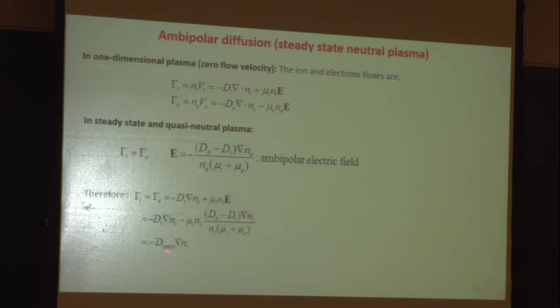So you substitute this E back into this equation, and you can get the flux of electrons and ions in the form of the concentration gradient multiplied by a D. This D is a combination of these two, and we call it ambipolar diffusion. So when you calculate plasma combustion, you have to use the ambipolar diffusivity to calculate the ions and the electrons, because they interact with each other.